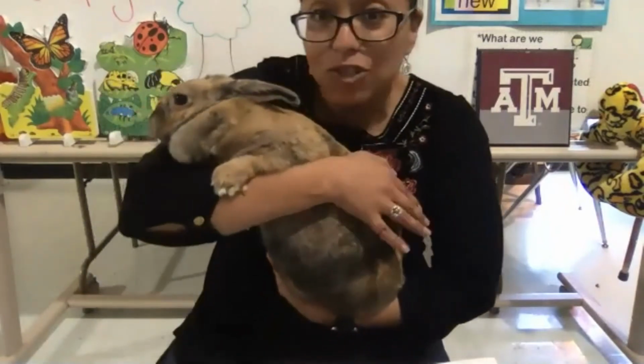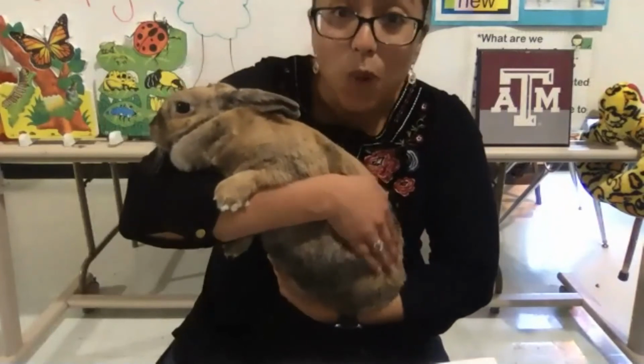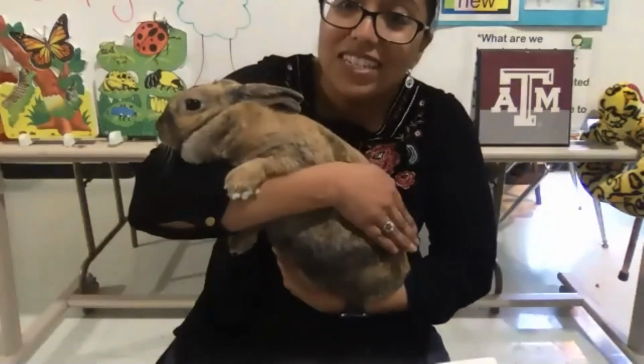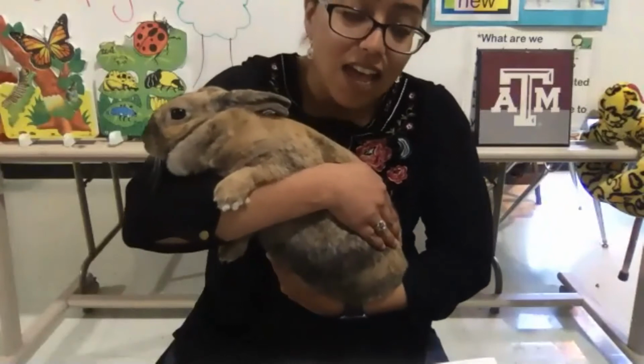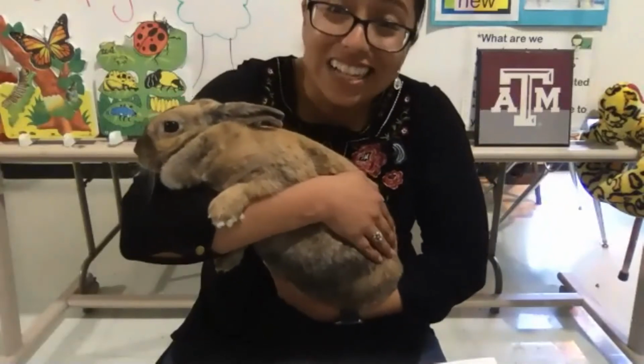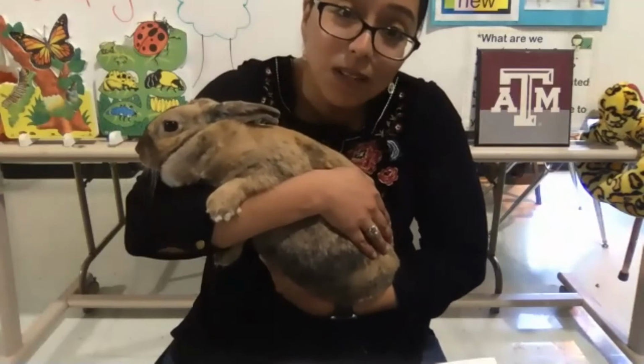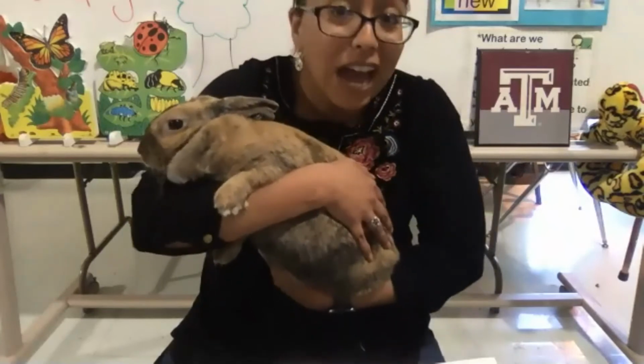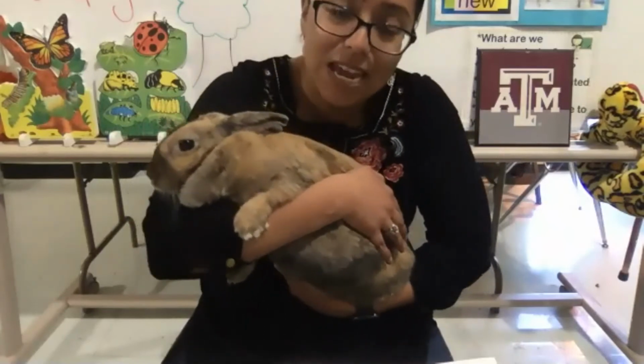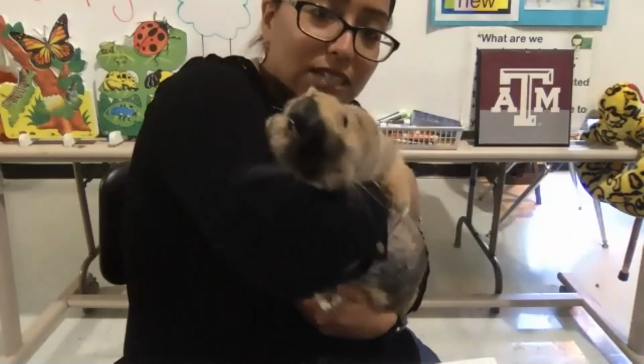She's a living thing, so she needs food to eat. She needs water to drink. So she does have needs since she's a living thing. And something special about her, since she is a living thing, she has the ability to reproduce or have baby rabbits someday. So that's Mochi. You guys can say bye to Mochi.